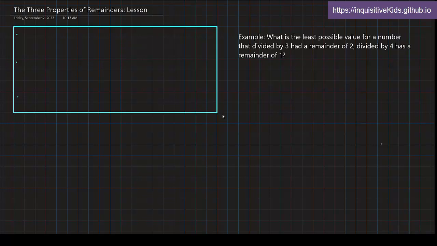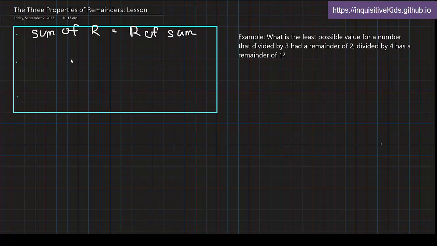Okay, so the first thing I want to talk about is, we need to know that the sum of remainders is equal to the remainders of the sum. And I'll go over what each of these mean after I do the next one.